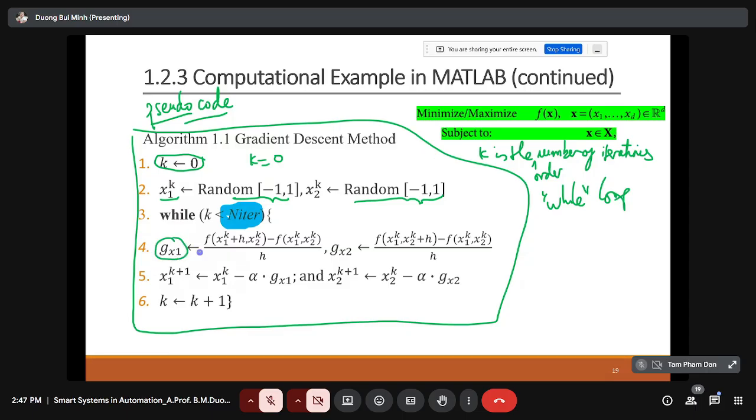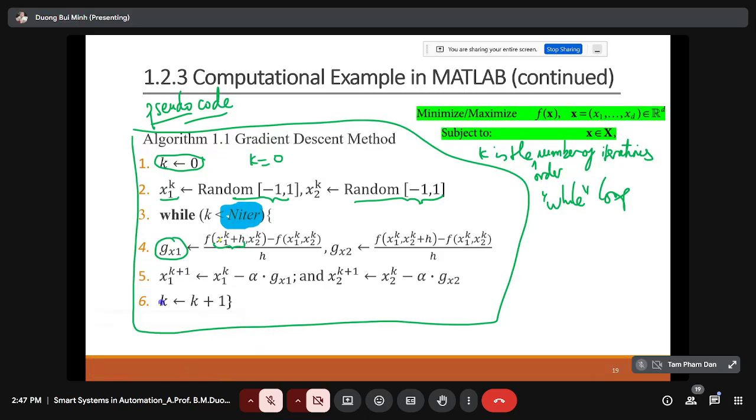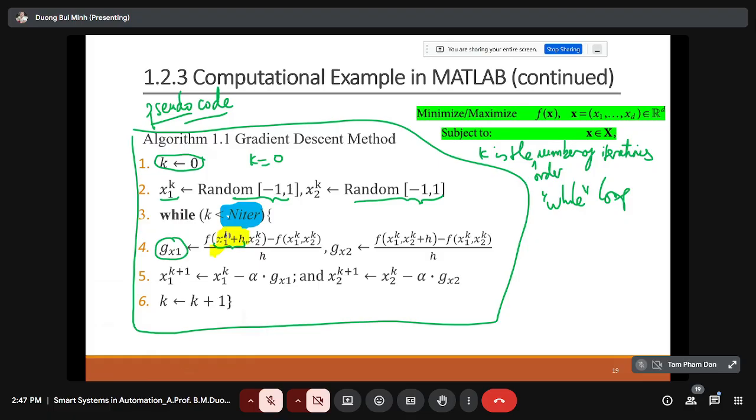When we calculate gx1, we have x1k plus delta x. And when we calculate gx2, we only update the x2 element, x2k plus delta x. We keep x1 because these are partial derivatives. Do you agree with me?